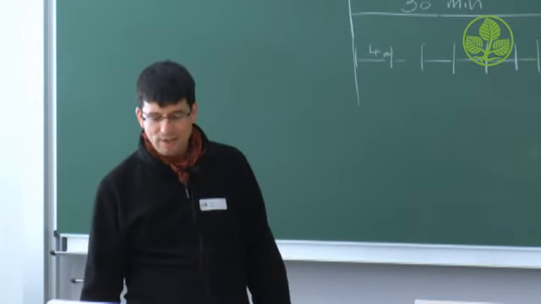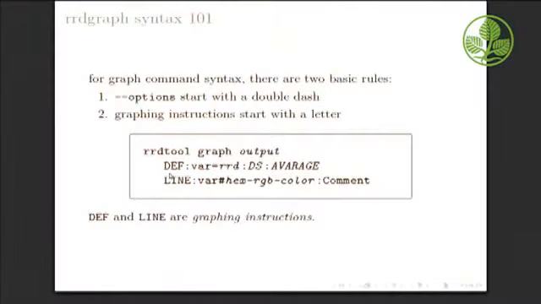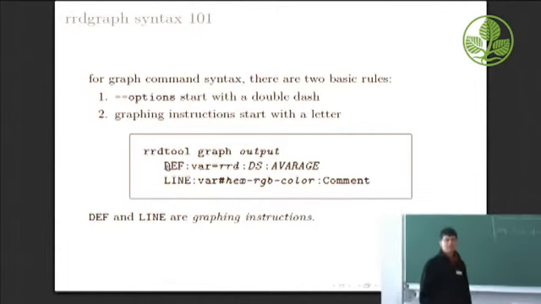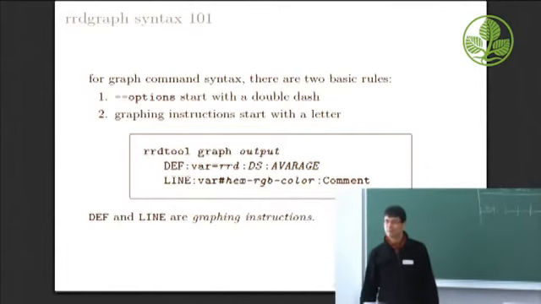And then there are instructions which do things to the graph. So there's the line instruction, which actually paints a line on the chart. And they don't start with dashes, and their position is relevant. So things happen in that order. These instructions are like a little program you're handing to rrdgraph, and rrdgraph will execute that program.